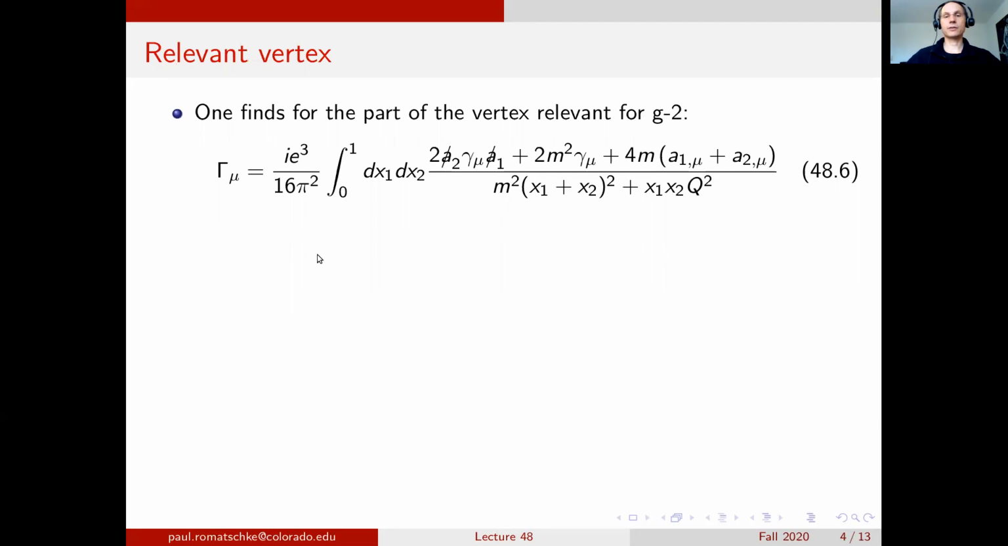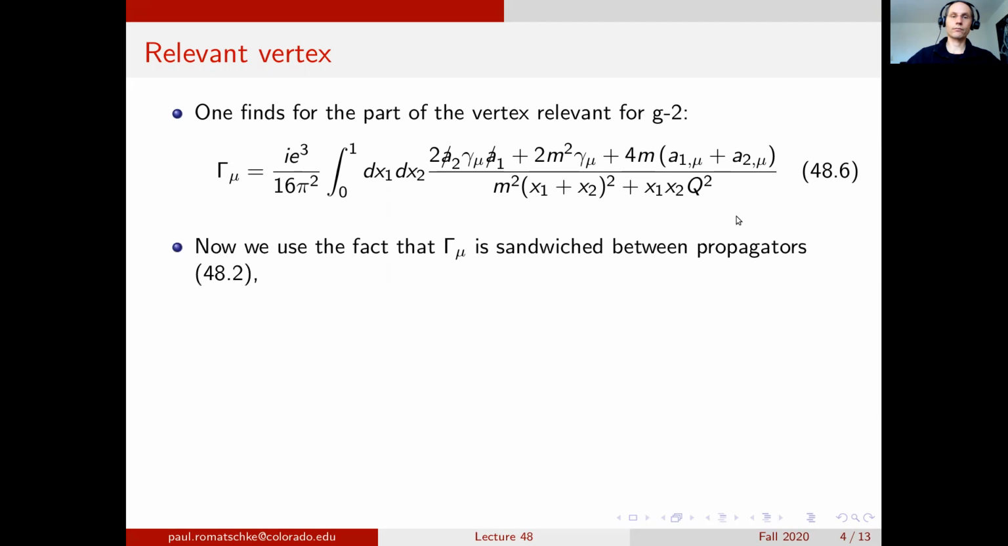If you plug in the explicit forms of N^mu, we find that the part of the vertex that can give contributions to g minus 2 is of the form given here. It's still an integral over two Feynman parameters x1 and x2, and then we have a numerator and a denominator. In order to further simplify this expression, we now use the fact that the amputated vertex is sandwiched between the propagators to the right and to the left.